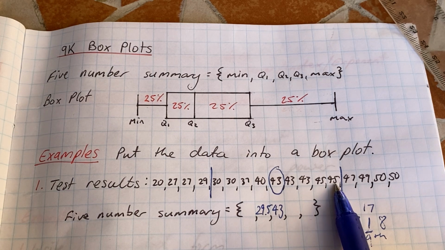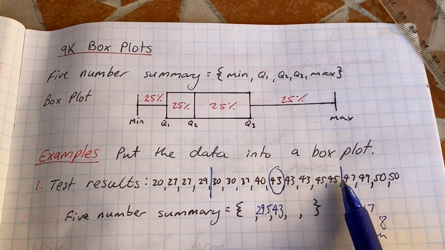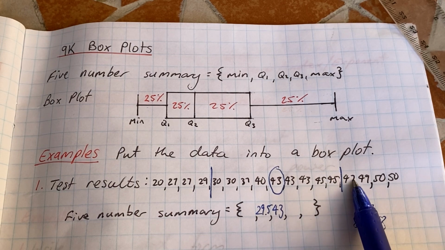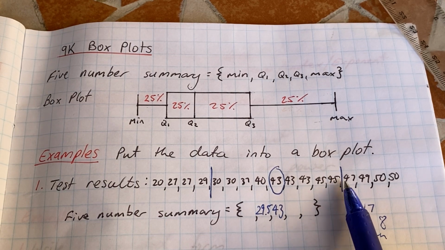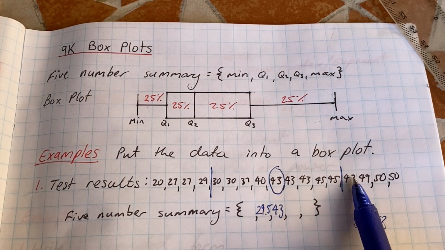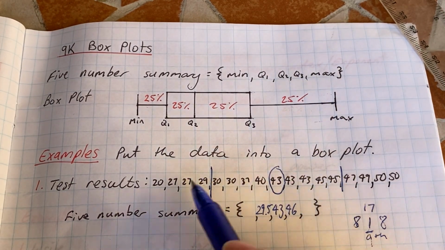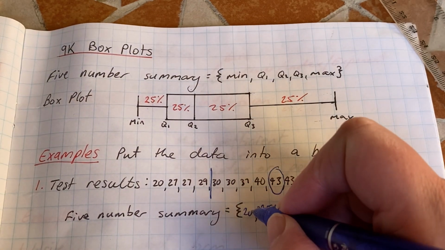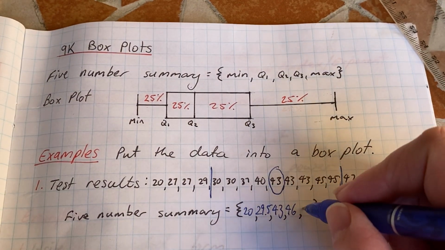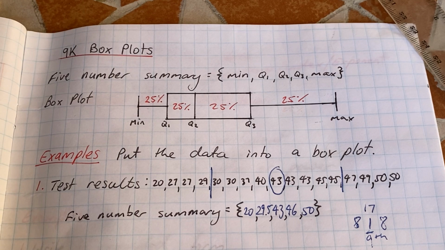And up here, halfway between 45 and 47, again, you could add them and halve it. You can just look at the last digits if you want. 5 plus 7 is 12, half of 12 is 6. It's going to end in a 6, and it's got to be 46. Halfway between 45 and 47. The lowest score is 20, and the highest score is 50. So that's our 5-number summary.